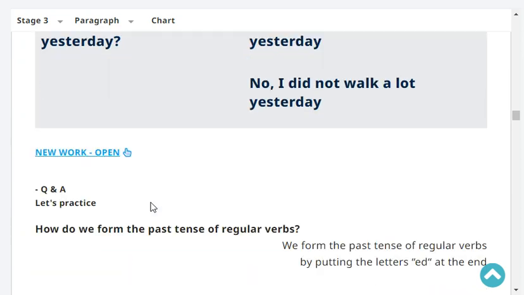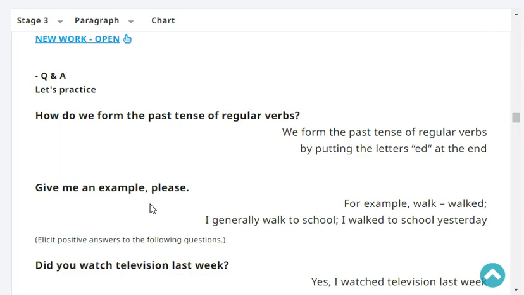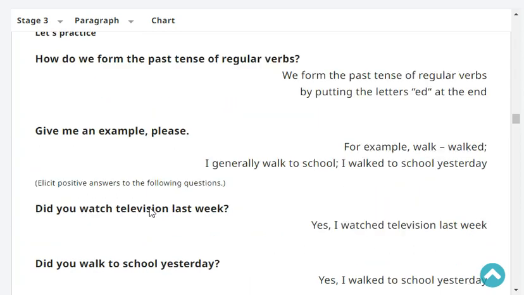Very good. Okay, how do we form the past tense of regular verbs? We form the past tense of regular verbs by putting the letters ed at the end. Very good. Give me an example, please. For example, walk, walked. I generally walk to school. I walked to school yesterday.